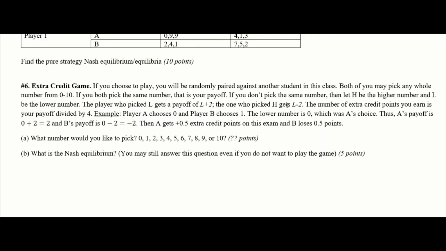Now again, that's all premised on you trying to maximize your grade. Your actual payoff in the real world might take into consideration other things.